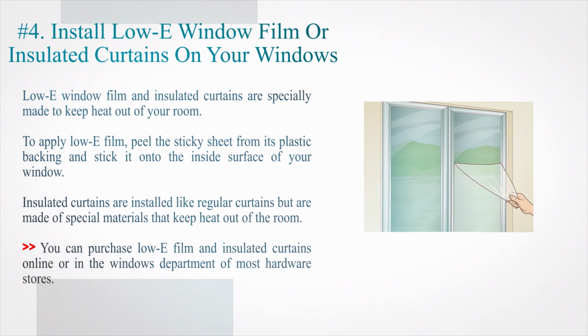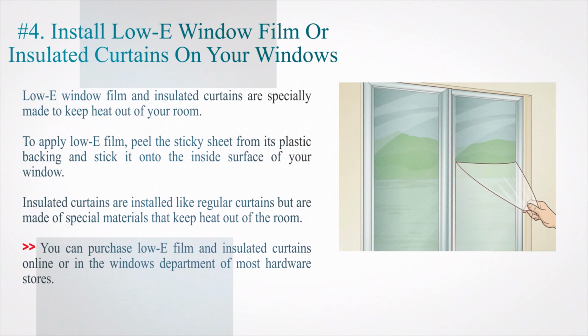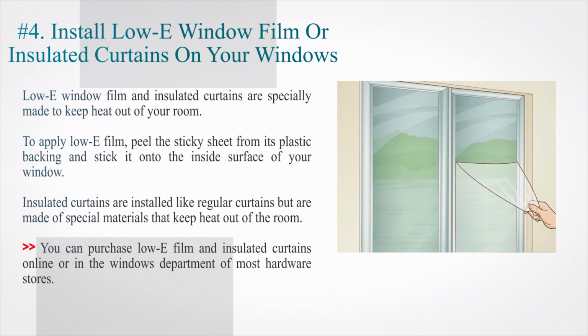Number 4. Install low-E window film or insulated curtains on your windows. Low-E window film and insulated curtains are specially made to keep heat out of your room. To apply low-E film, peel the sticky sheet from its plastic backing and stick it onto the inside surface of your window. Insulated curtains are installed like regular curtains, but are made of special materials that keep heat out of the room. You can purchase low-E film and insulated curtains online or in the Windows department of most hardware stores.